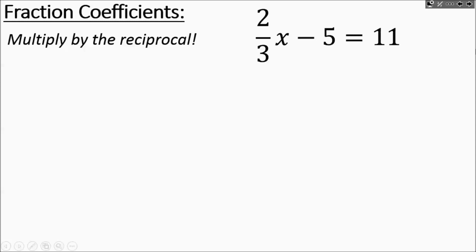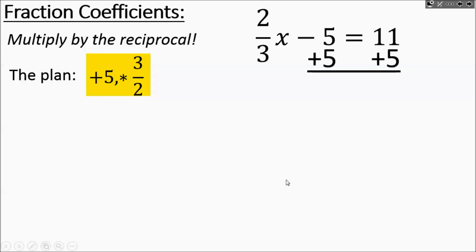So our plan of attack here, we're still going to get rid of the constant first by adding 5, and then we'll multiply both sides by 3/2, because that's the reciprocal of 2/3. So we're going to add 5 to both sides. The 5s will cancel out over here. 11 and 5 make 16, so the only thing left on the left side of the equation is the 2/3 x. From there, we're going to multiply both sides by 3/2.